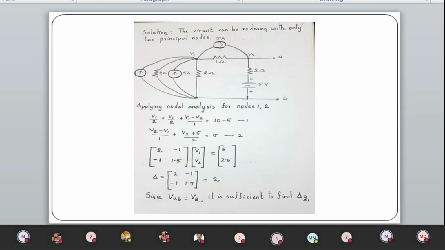You can convert the equations into matrix form. Right. So this becomes a 2 cross 2 matrix, and you can find del. Del is nothing but the determinant. And please understand one thing, V of AB is nothing but V2, right? So V2 is the voltage across the open circuit network AB. So it will be sufficient if you find V2 only. Don't waste your time by finding V1, which is not necessary for this problem, right?